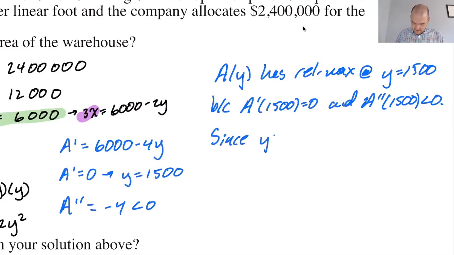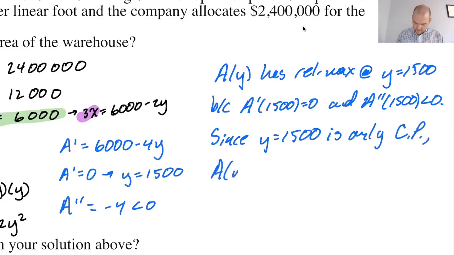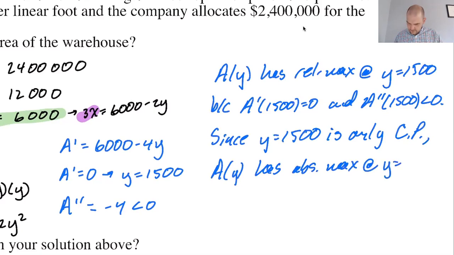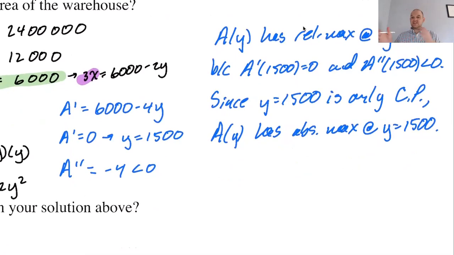Since y equals 1,500 is the only critical point, A of y has an absolute max at y equals 1,500. Ooh, that's a bad at symbol. Okay, so that's the lonely critical point. You're going to use that a lot.